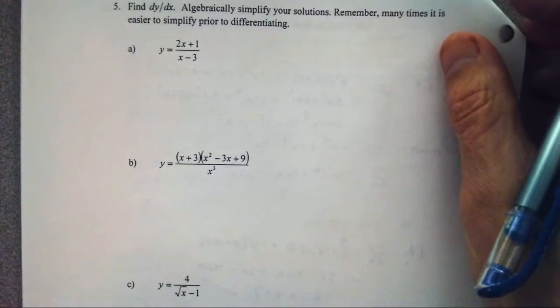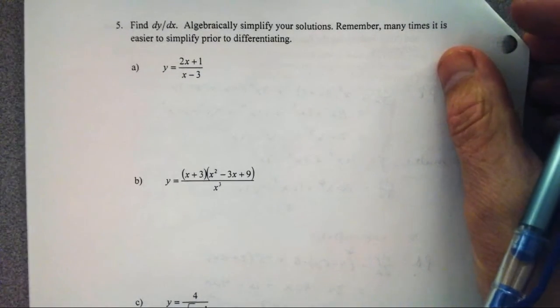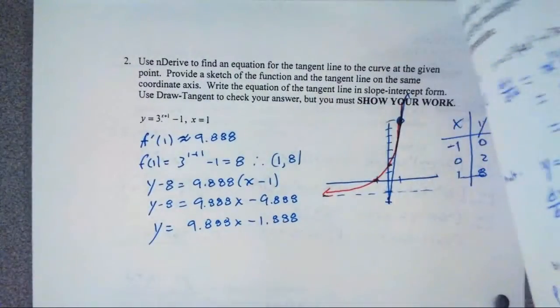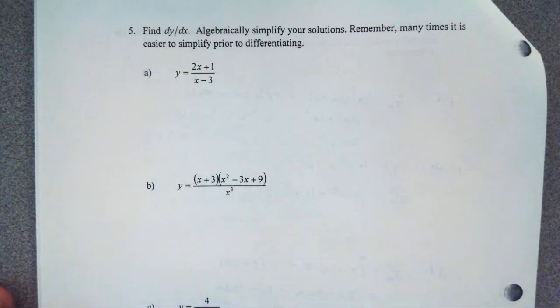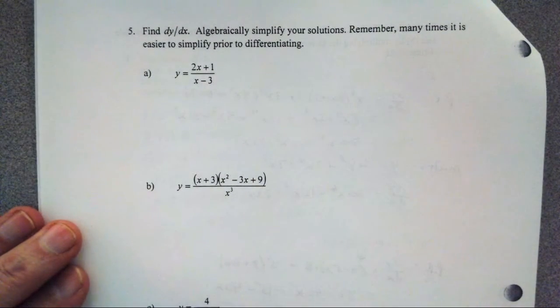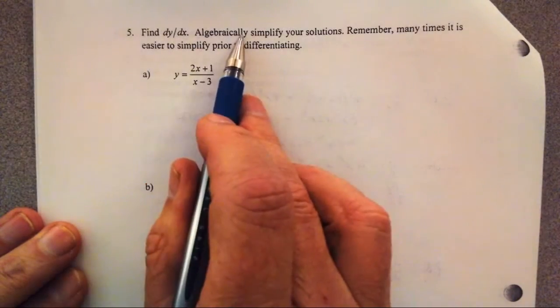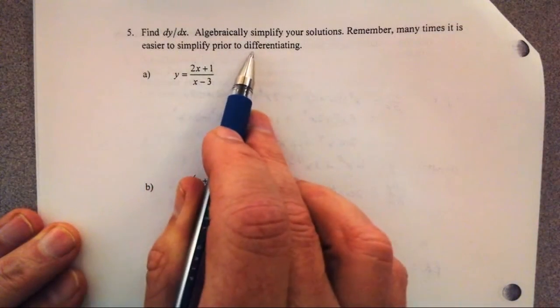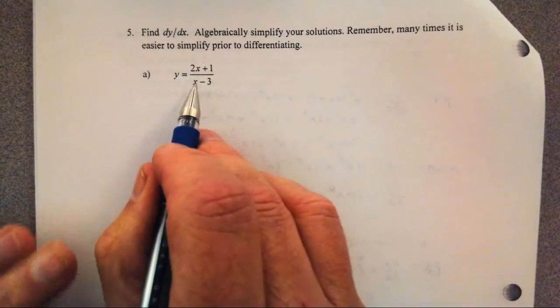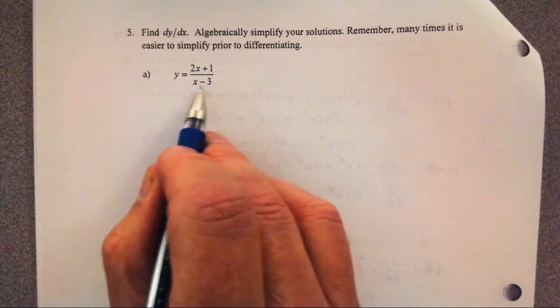Okay, let's take a look at number 5. This would actually represent the last page of your first test. We'll certainly get through this. We'll see how we're doing on time. We may get beyond this. Find dy/dx. Algebraically simplify your solution. Remember, many times it is easier to simplify prior to differentiating. Not so certain what we would simplify here, though.